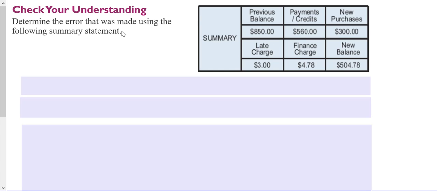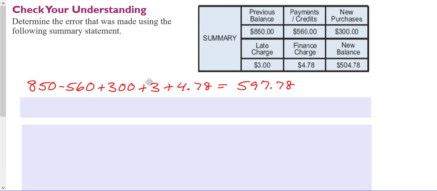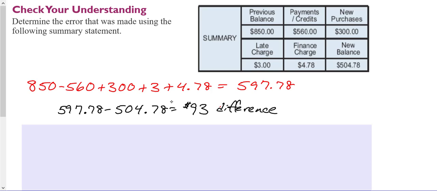So in this second example, determine the error that was made using the following statement. First off, find the new balance and figure out what the difference is. The difference is about $93. And looking at this, there's no real indicator on the summary. And according to our balance, we have $93 more that we owe the lender than they are stating we have.